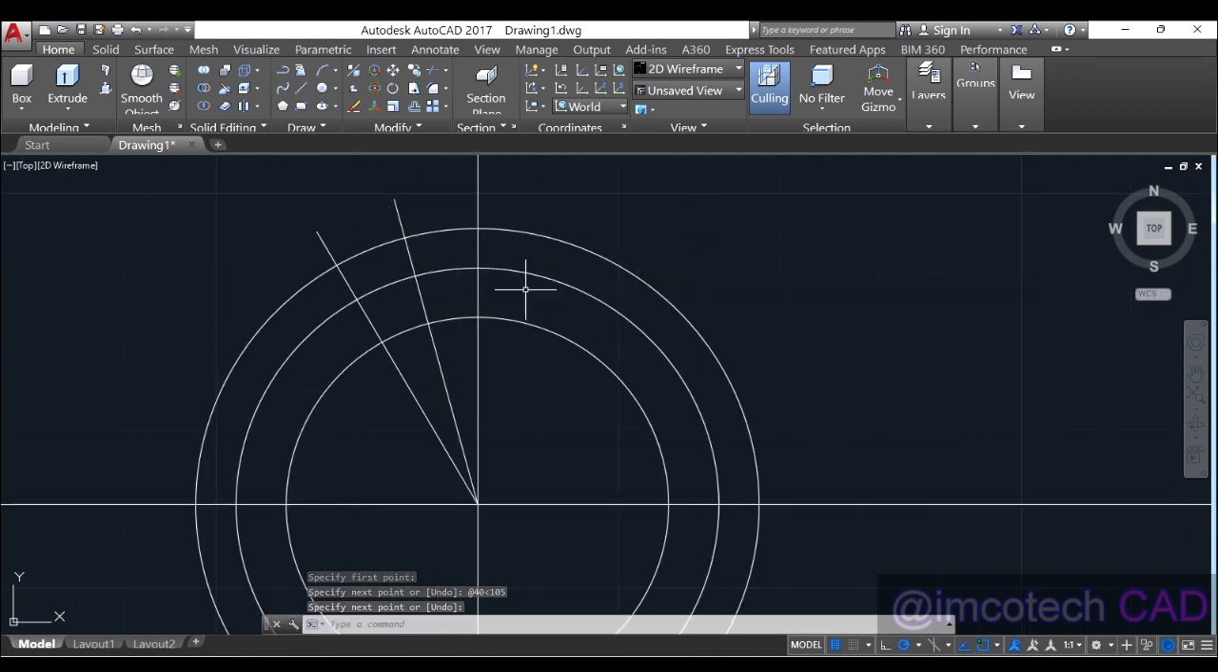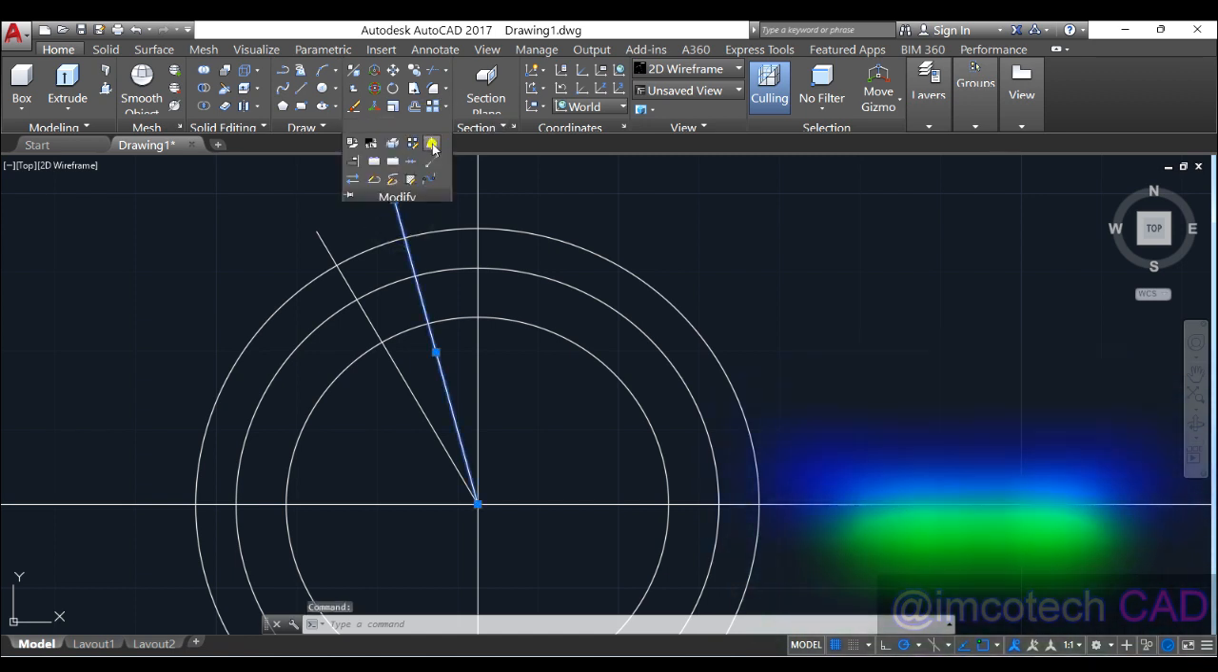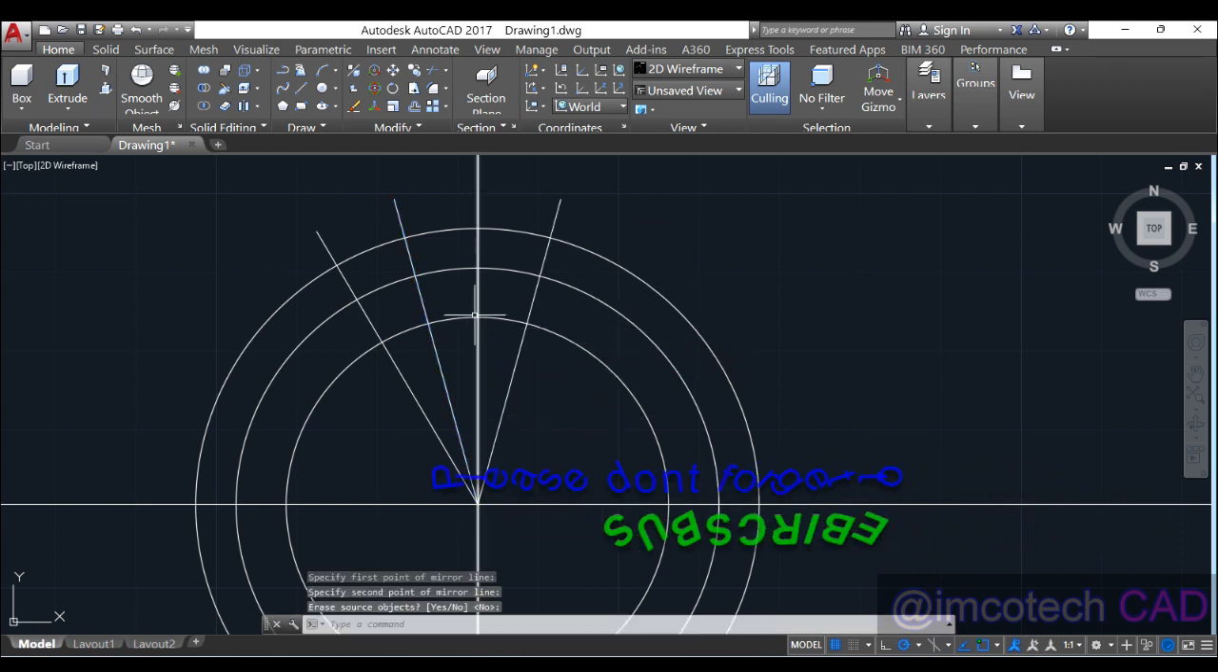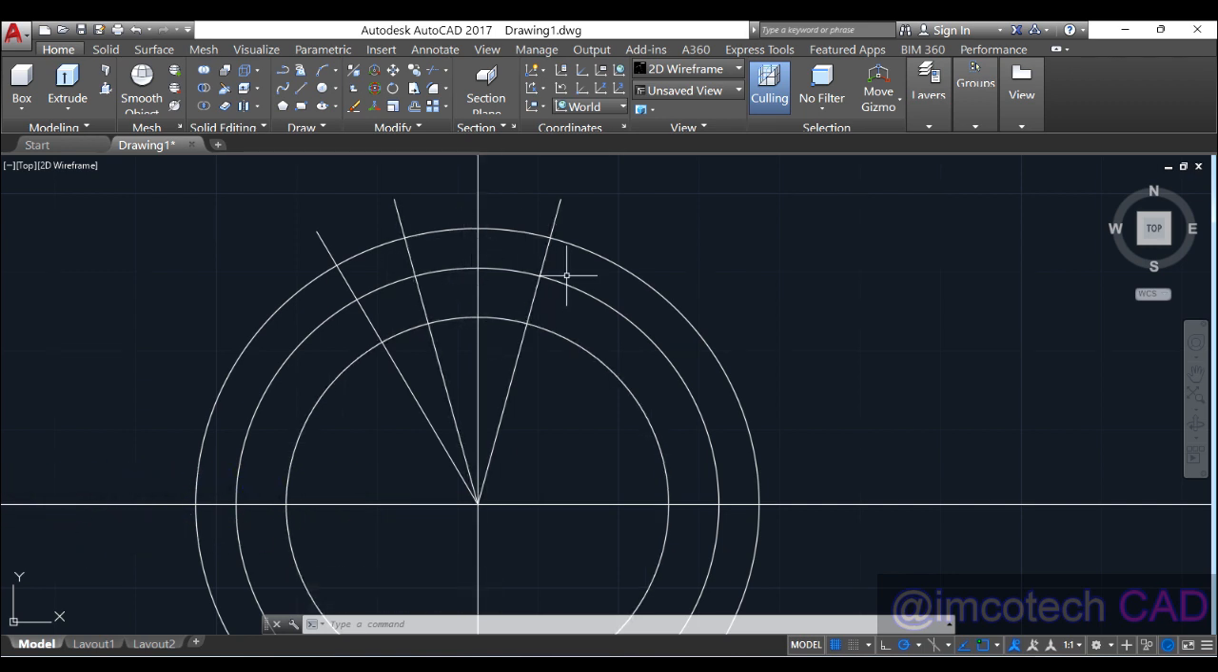Now to get our tooth, we can make this line here to make things easier for us. So this particular line, we can just mirror it along this line. Okay, with this now, we're going to draw one tooth on this position. How? We will draw our base circle first.